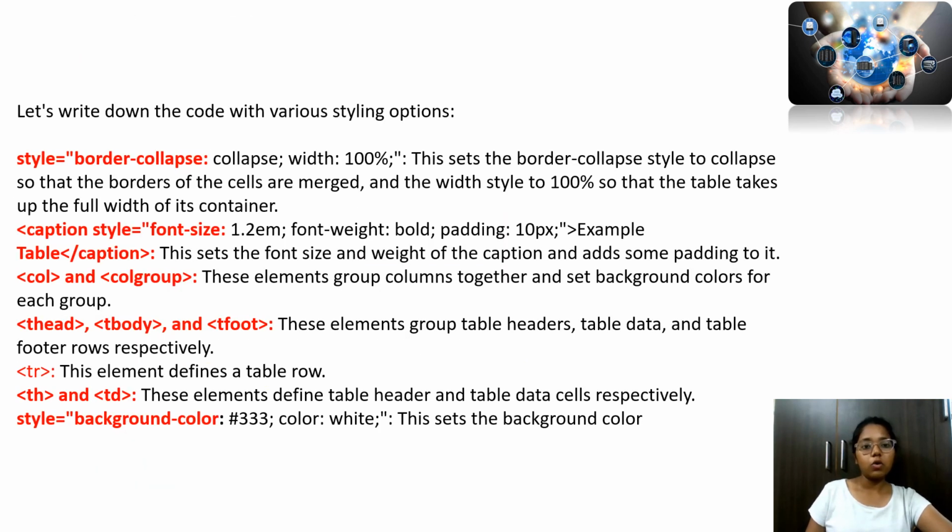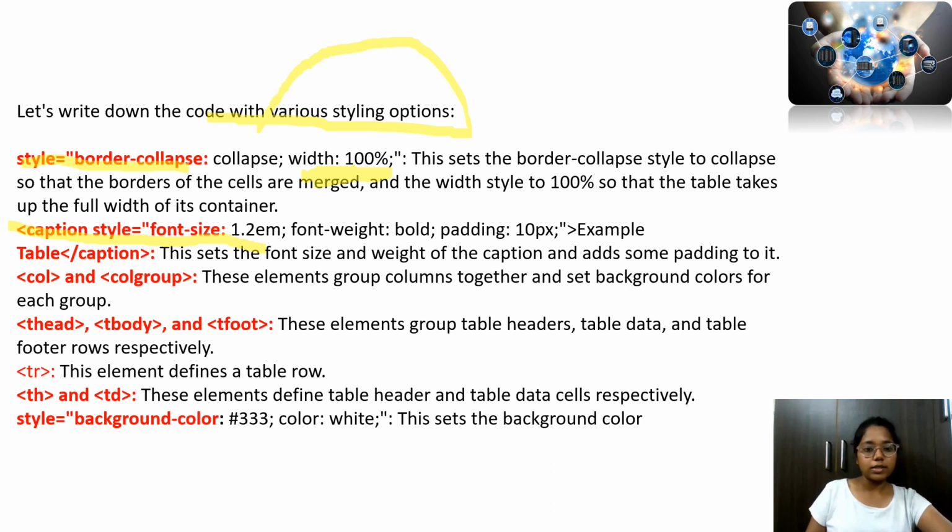Now let's write down the code using these various styling options. Those are style is equal to border-collapse. Here this sets the border-collapse style to collapse so that the borders of the cells are merged, with the width style to 100%, which we have given, so that the table takes up the full width of its container. Caption style is equal to font-size 1.2em, font-weight bold, padding 10px.